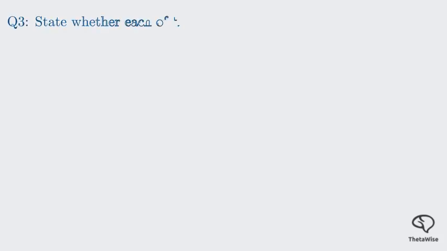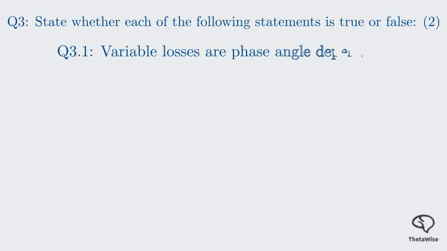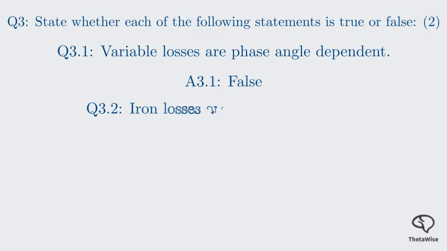Question 3 asks us to state whether 2 statements are true or false. Part 3.1 states, variable losses are phase angle dependent. What do you think? Is this true or false? The answer is false. Variable losses, like copper losses, depend on the magnitude of the current, which is determined by the load. While the phase angle can affect the reactive power, the real power loss, I squared R, is about the current's magnitude.